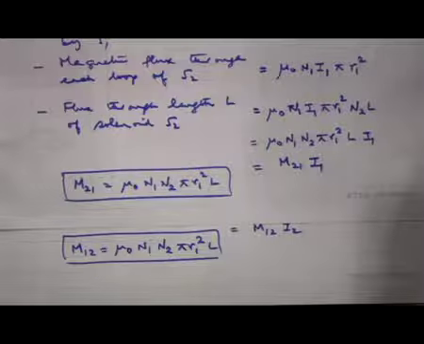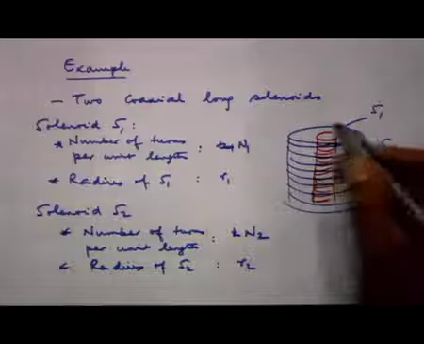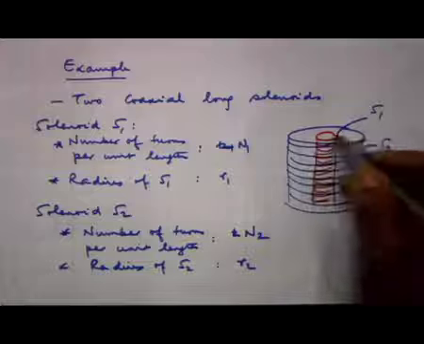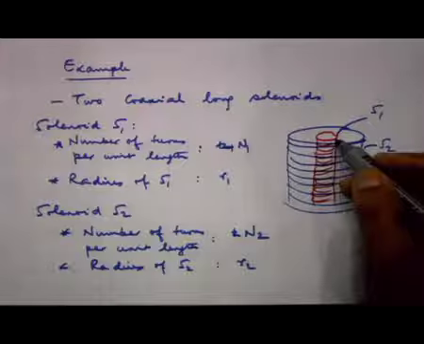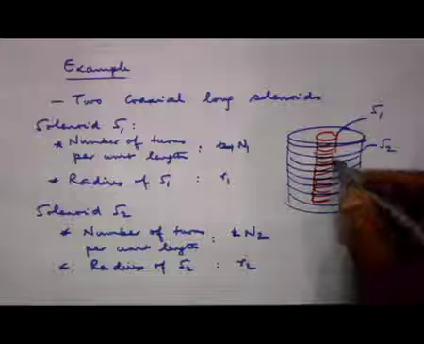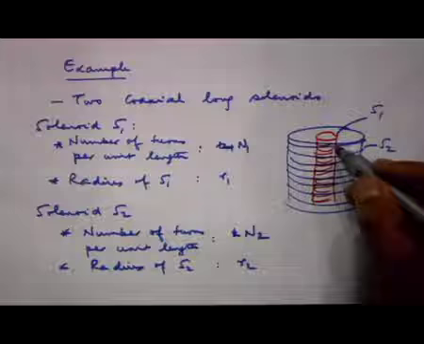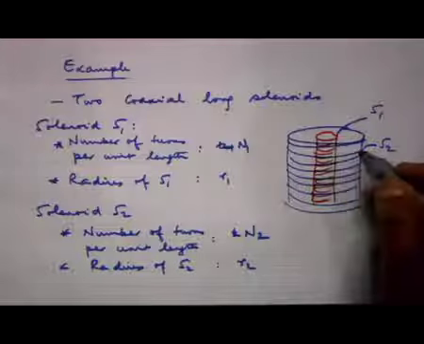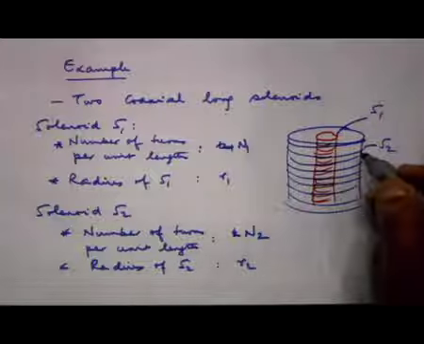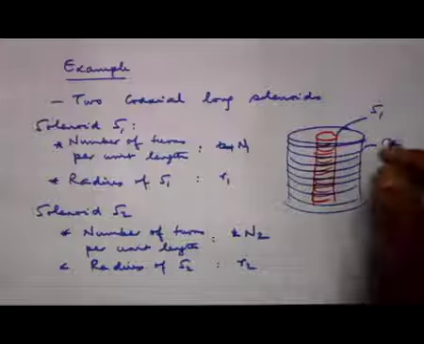So, let me repeat, if I pass a current through S1, S2 encloses a flux which is proportional to the current passing through S1, and the proportionality constant I called M21. If I pass the same current through S2, S1 now encloses a flux and that flux is proportional to current I2 passing through S2, and the proportionality constant I called M12, and both these are exactly equal. So, M12 is equal to M21. So, that is a very important relationship.